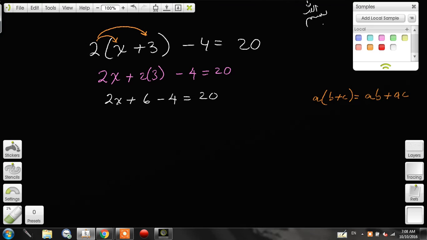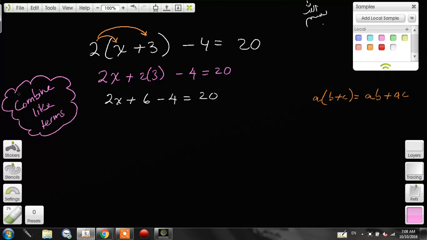Let's simplify. Now you see, what do we do now? What we do now is we combine like terms. So when I ask you, what do we do now? You don't say, you take 6 minus 4 and you get 2. Don't say that. That's correct, but say this: combine like terms. These are like terms. That will give you bonus points, okay? It's just cool to say you know what you're doing, right? So 2x, 6 minus 4 is 2, equals 20. So you combine the like terms.